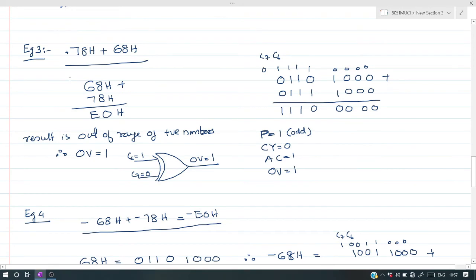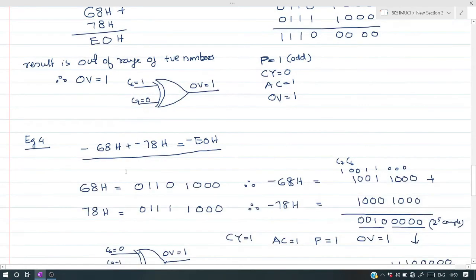But in example 3, we can see that this number is 1, that is, the MSB is 1. But we know E0 is a positive number. The MSB is wrongly giving the information that this number is negative. Under that condition, we can check the overflow flag. If the overflow flag is set, we need to take the complement to identify its sign. Here the complement of 1 is 0. It indicates the result is positive.